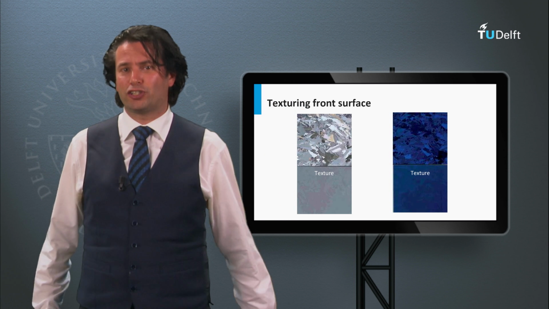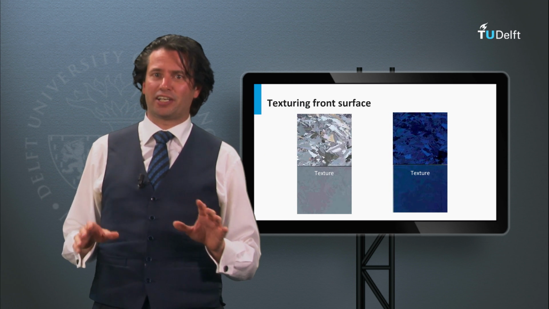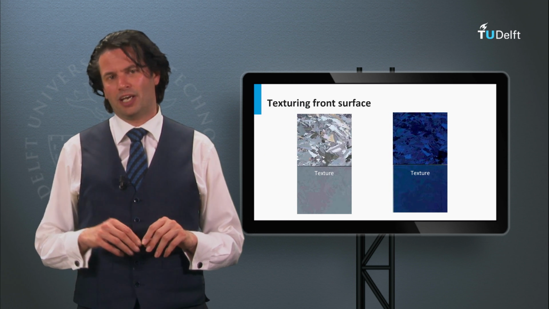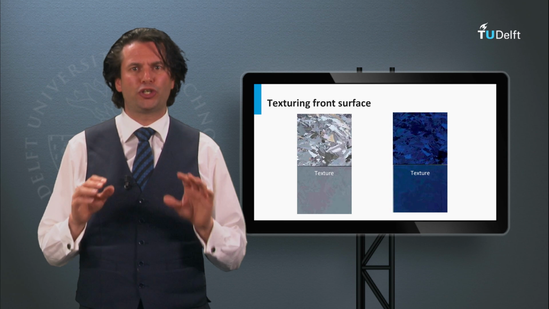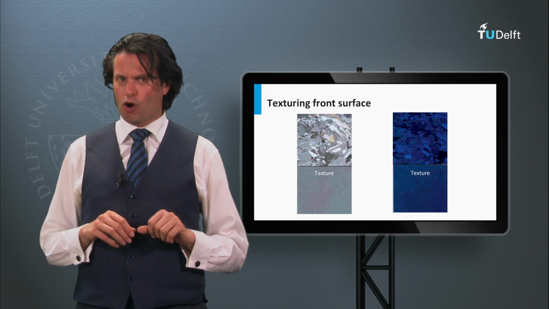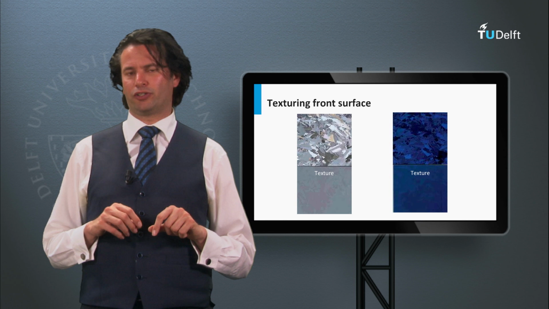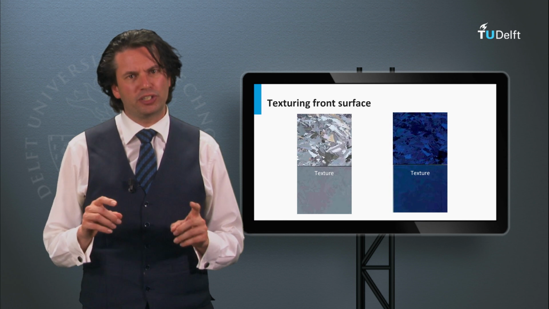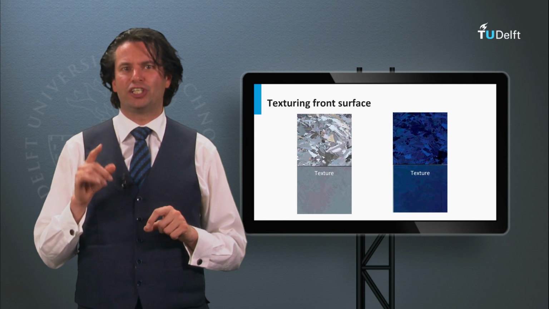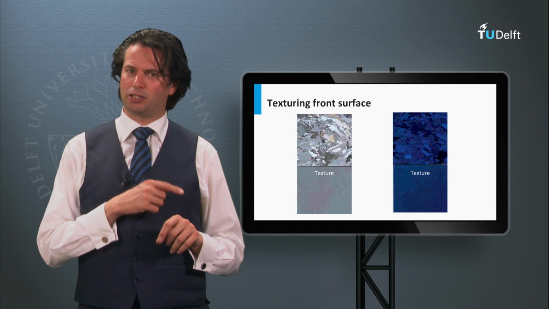So we have discussed the general design rules for crystalline silicon solar cells. In the next block I will show you three different concepts of high efficiency crystalline silicon solar cells. As you will see, they are based on the design rules we have discussed in this block.